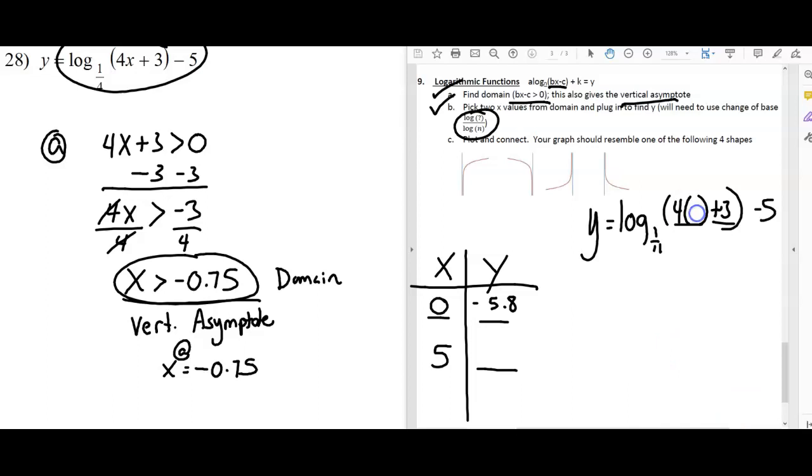Okay? We're going to repeat that process now, but for our next y value. So instead of plugging in 0, I'm going to plug in my next x value, which is 5. Okay, so here we go. That's 23. Then we do change of base.